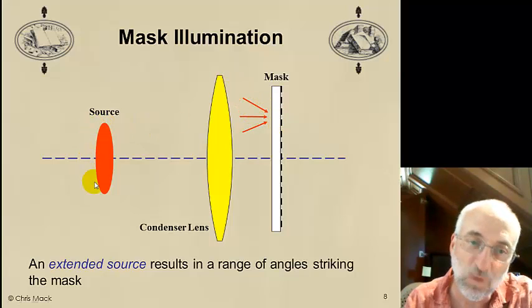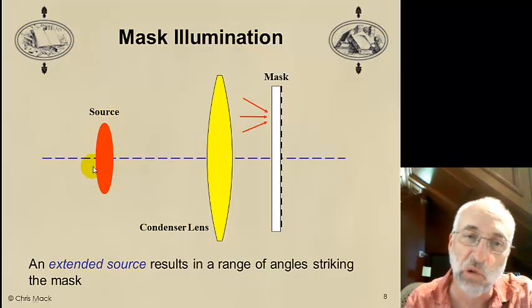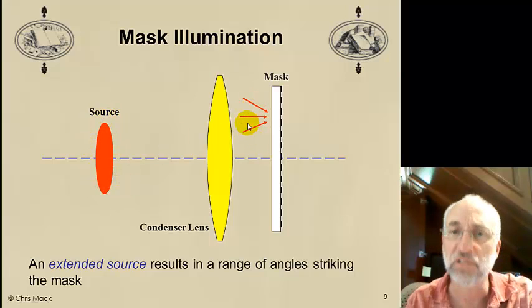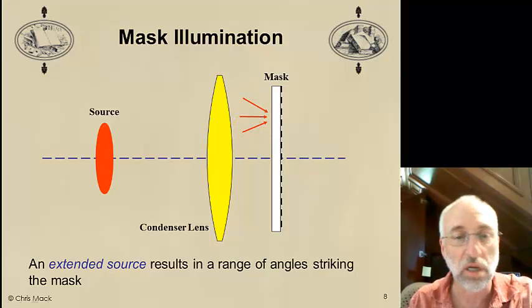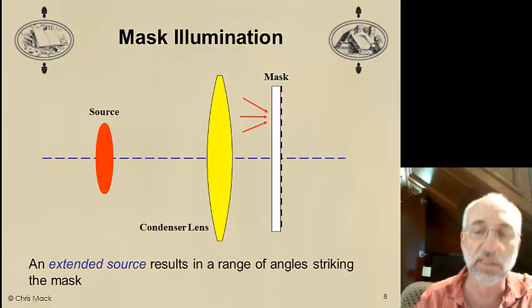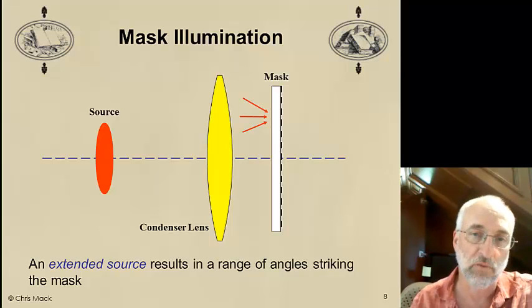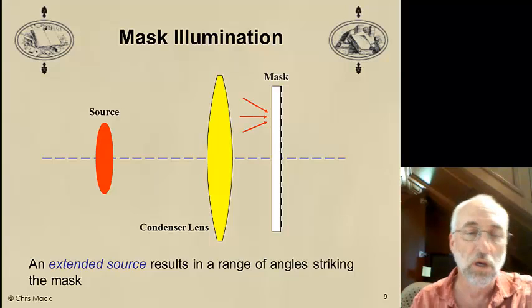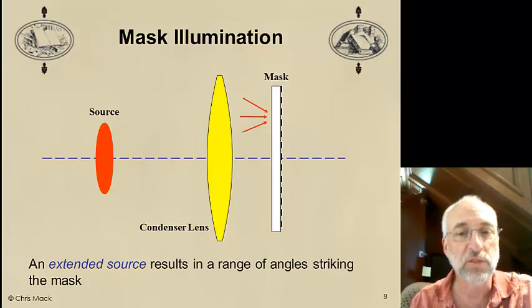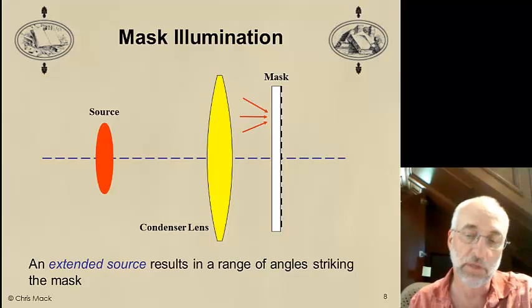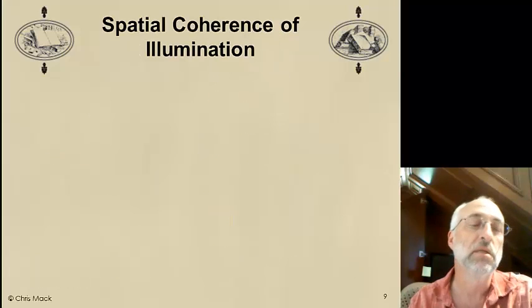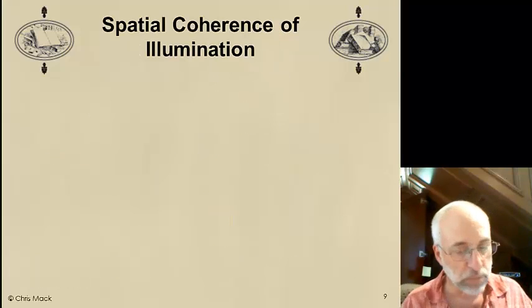In other words, when I extend the size of the source, it's equivalent to saying I have a range of angles striking the mask. Every point on the source produces a different direction of light hitting the mask. When this happens, we call it partial coherence. So let me explain what I mean by this.